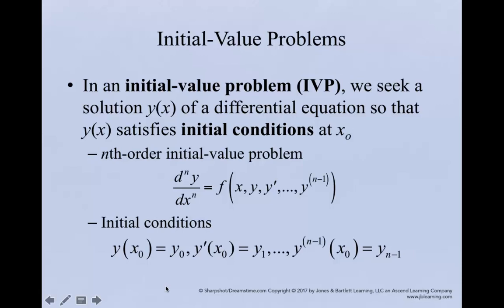So basically, the initial conditions are specified that at this point, x sub 0, the value of y is known, y sub 0, and the value of its first derivative is known, and the value of its second derivative is known, and so on, all the way up to basically a definition of the initial condition on the derivative that is one lower than the differential equation.